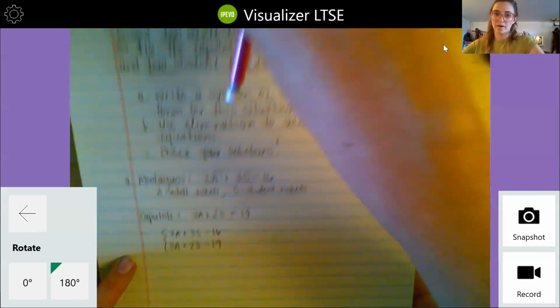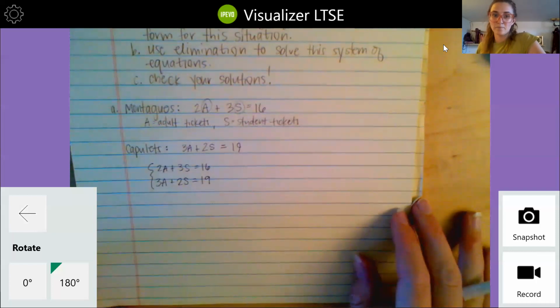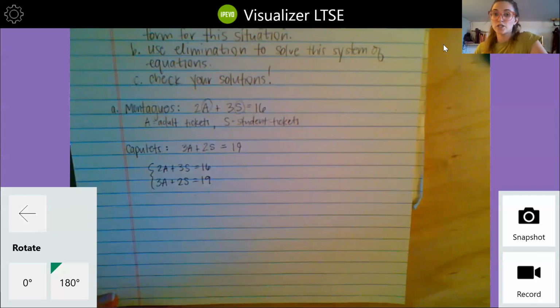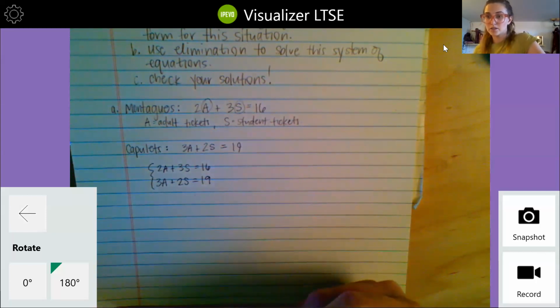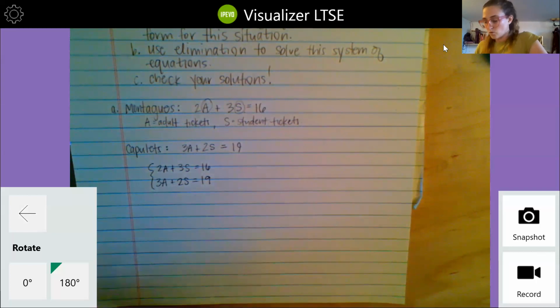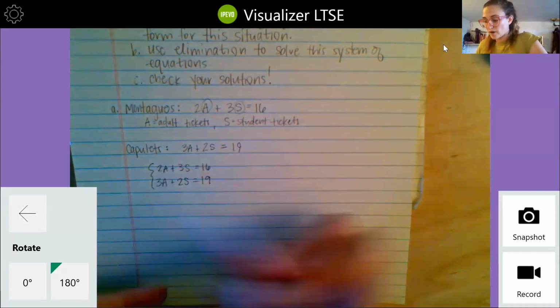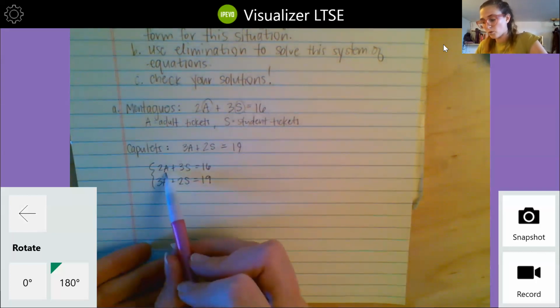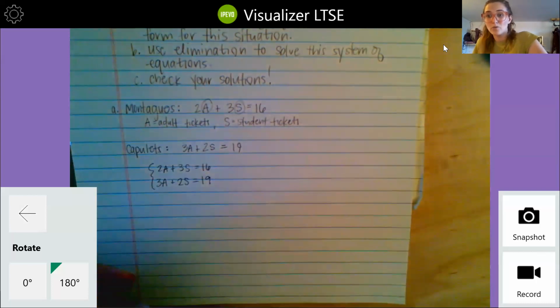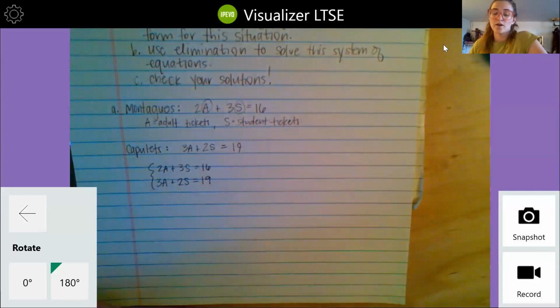So now we're moving into part B, where we're going to use elimination to solve this system of equations. Again, we have to use some kind of method to solve this. We can't just go through and solve for A, because it would always be in terms of S, and we don't know what S is equal to either. So we want to use this elimination method to first eliminate one of the variables so that we can solve for the other one.